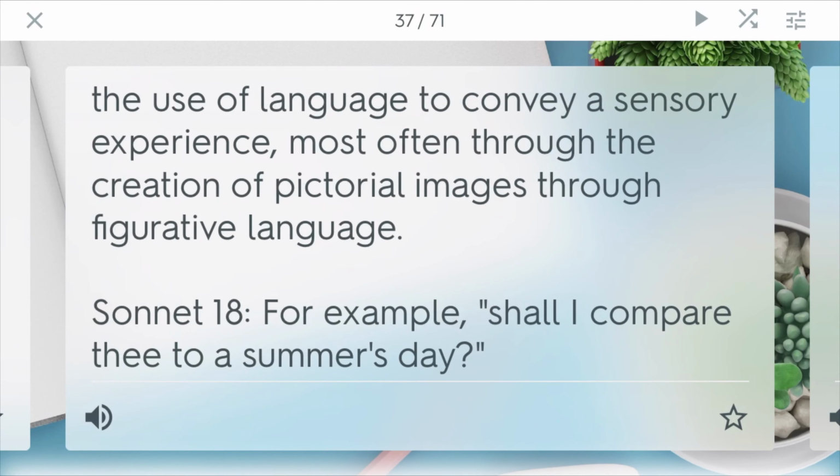Imagery is the use of language to convey a sensory experience, most often through the creation of pictorial images through figurative language. In Sonnet 18, they said, "Shall I compare thee to a summer's day?" We can compare this person to this image of a great, beautiful summer day.